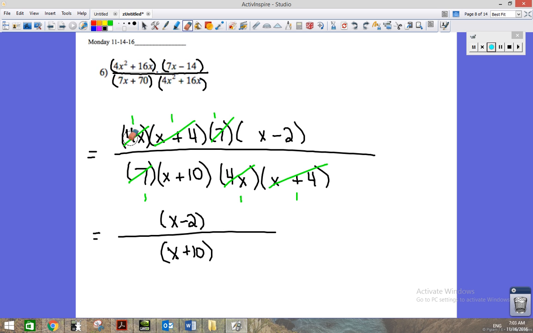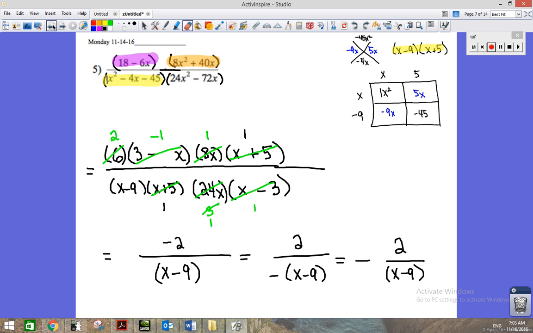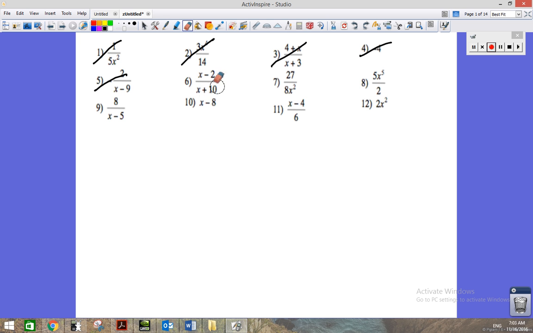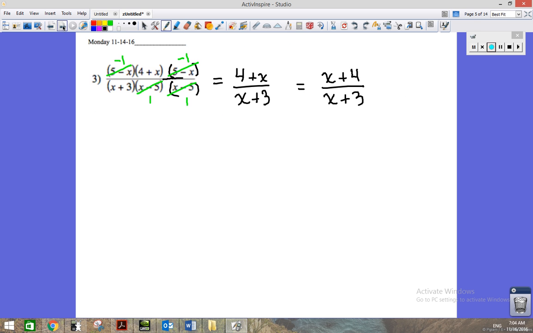Let's go check our answer with number 6, x minus 2 over x plus 10, against our key, x minus 2 over x plus 10. So far so good, we're doing okay.